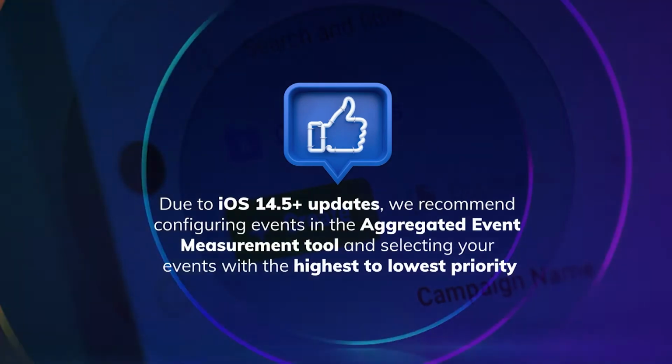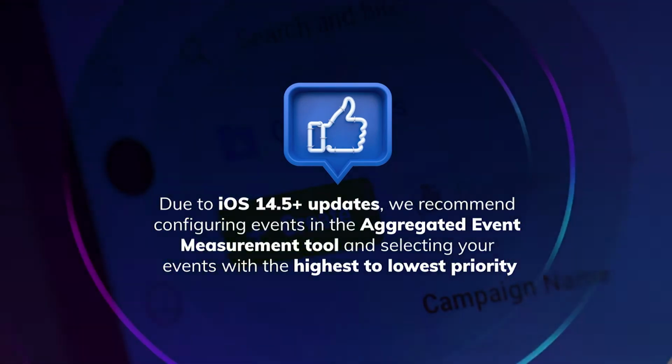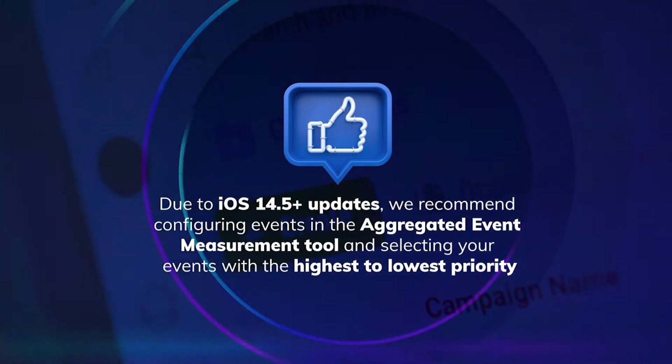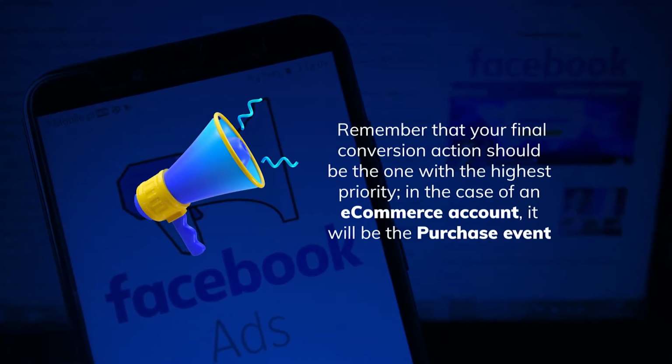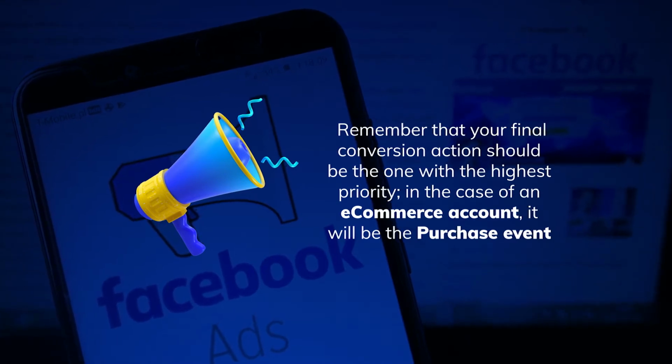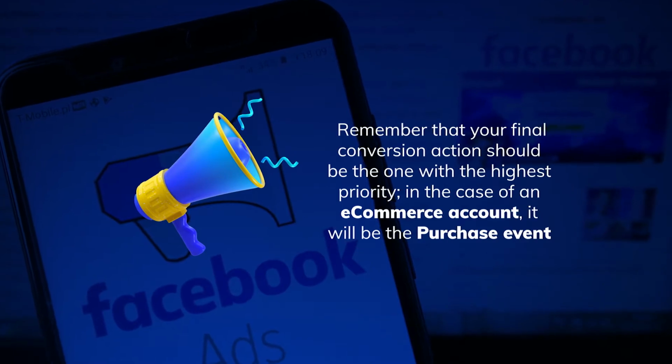Event Tracking. The last step is tracking setup. You'll need to configure events in the Aggregated Event Measurement tool. Pro tip: due to the iOS 14.5 updates, we recommend configuring events in the Aggregated Event Measurement tool and selecting your events in the highest to lowest priority. For Facebook e-commerce, we recommend organizing your events. Remember that your final conversion action should be the one with the highest priority. In the case of an e-commerce account, it will be the purchase event.